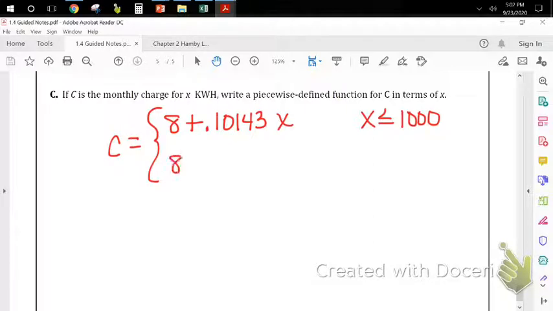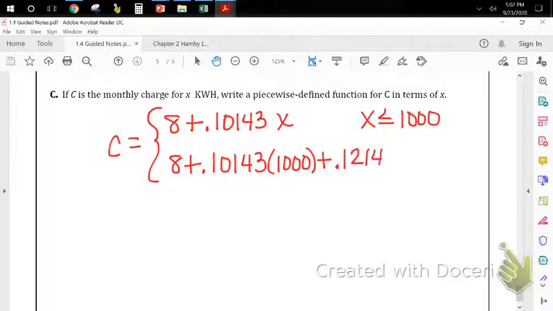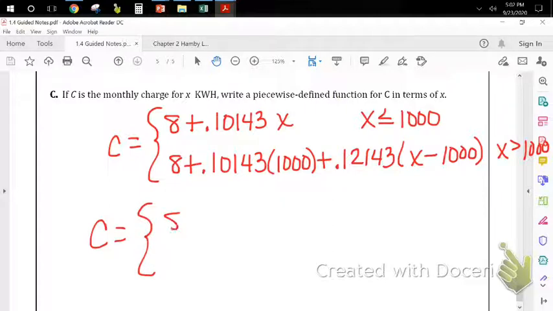But then it said it's 8 plus, now that we're going to do that, 0.10143 for the first 1,000, plus, then we changed it to 0.12143 for anything over 1,000. So that would be x minus 1,000 here. And we would use that for anything greater than 1,000. And we can actually simplify that equation. So I'm going to clean it up just a little bit. So my first one was okay. I'm going to come back and write its domain after I do the second one.